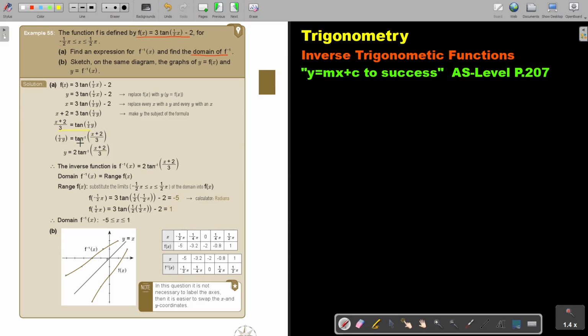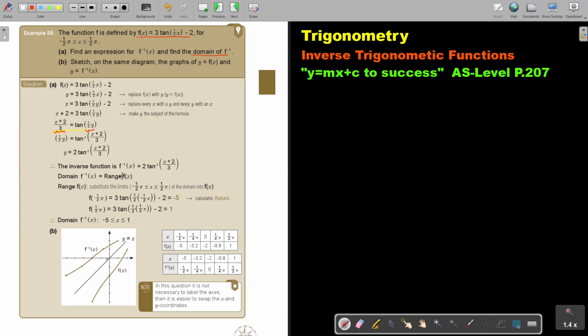So I say tan minus 1. And did you see? I take this and this, and I basically just swap that. And then to get a half, I just multiply both sides by 2 to get 1y. And there is my inverse function. So the inverse function, and don't forget to write f minus 1 of x, is 2 tan minus 1 of (x plus 2) over 3.